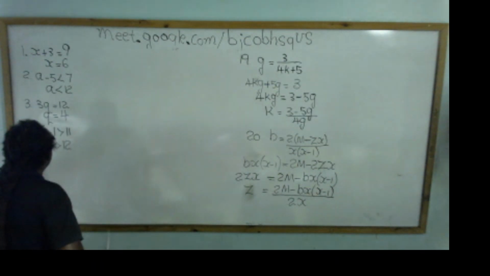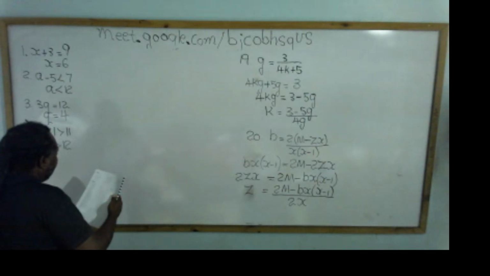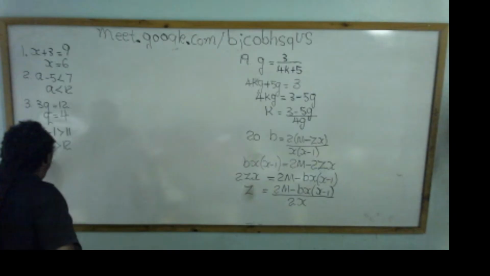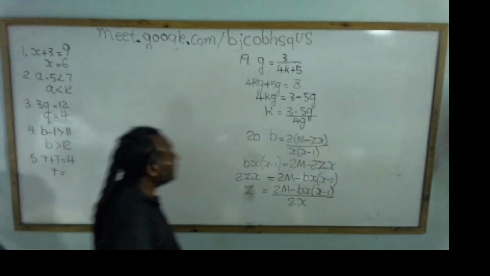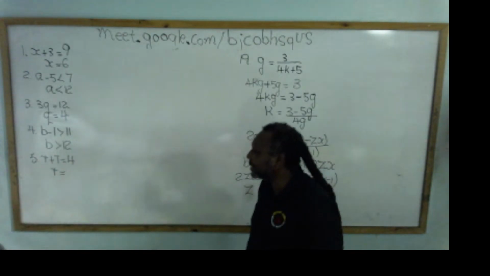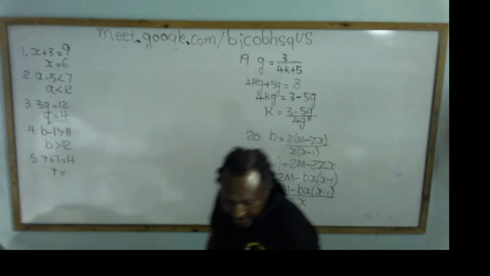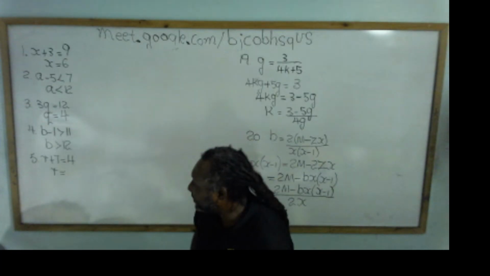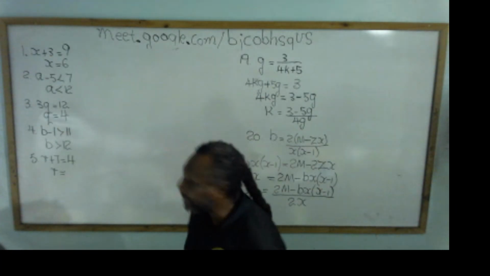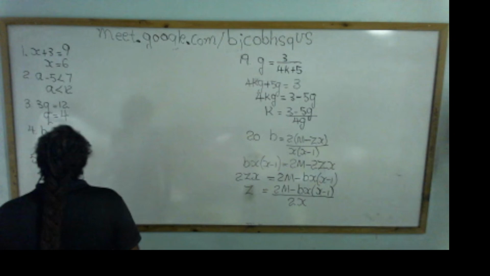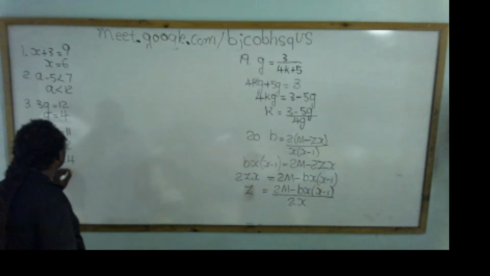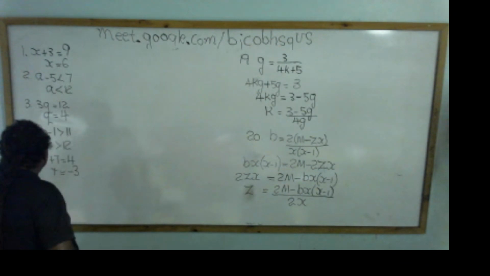Number 5. R plus 7 is equal to 4. I love this one. So R is equal to what? What is R equal to? Thank you very much. Negative 3. 4 minus 7 is negative 3.